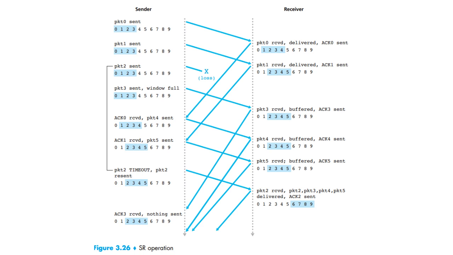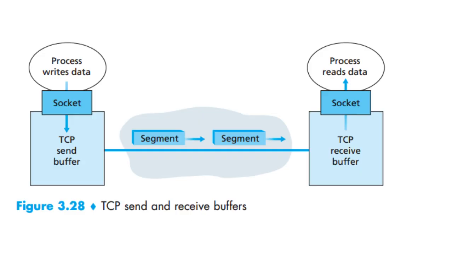But how small must the window size be? This is a problem at the end of the chapter. You are to show that the window size must be less than or equal to half of the size of the sequence number space of an SR protocol.